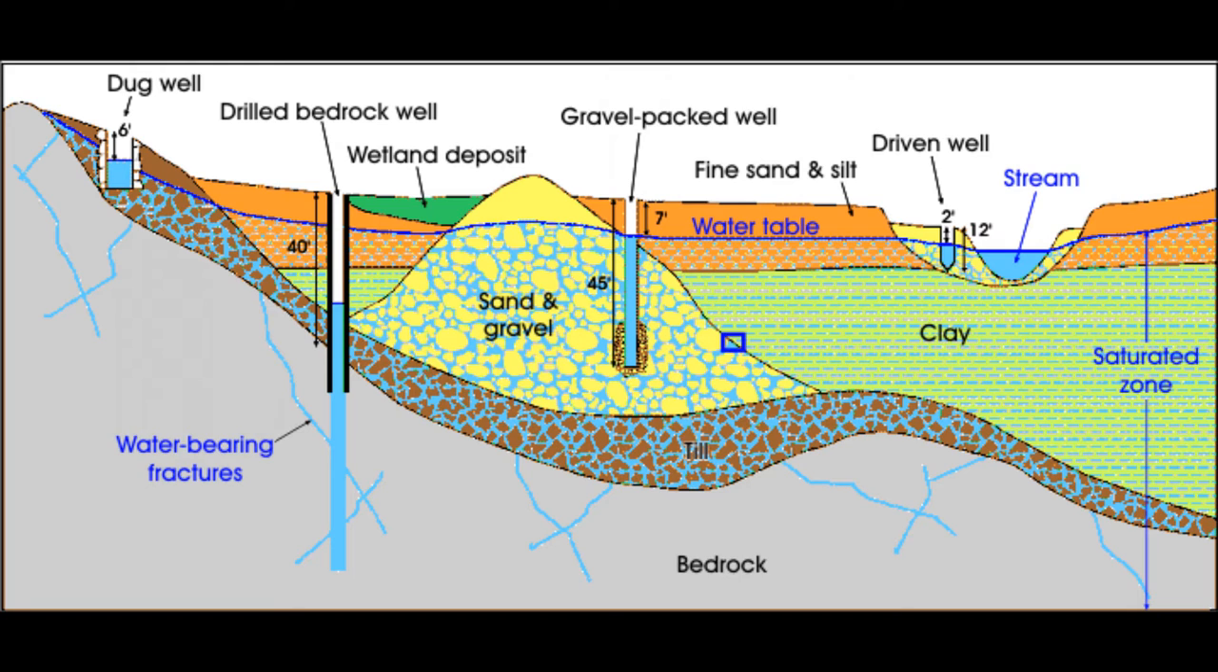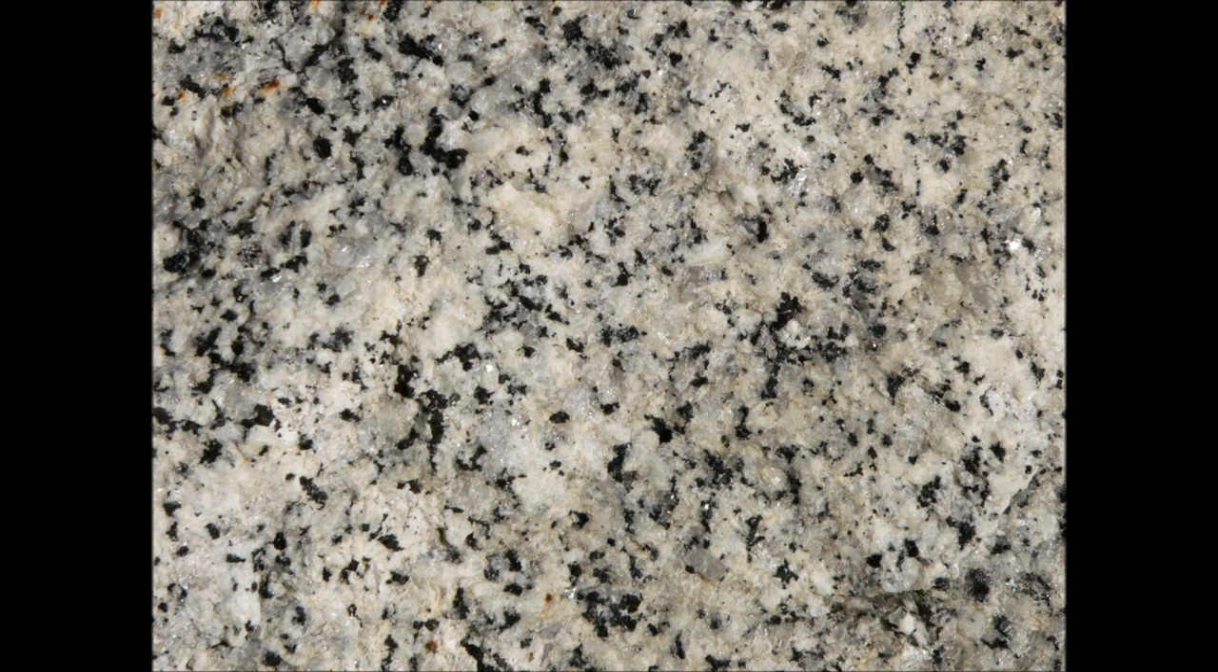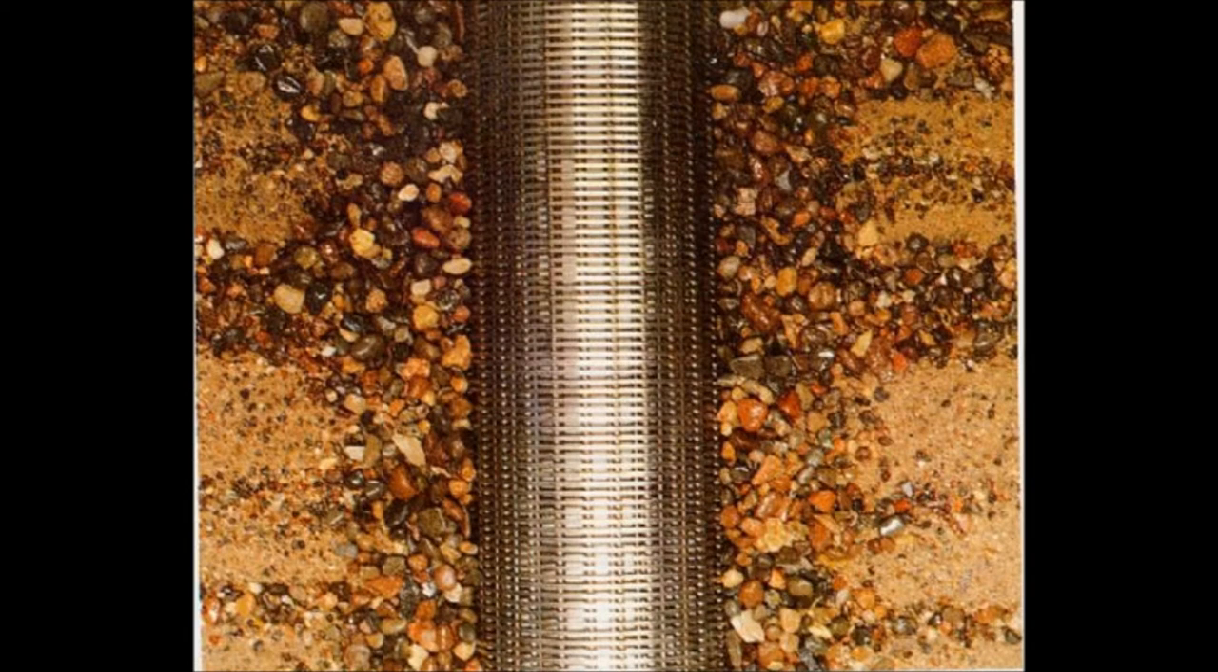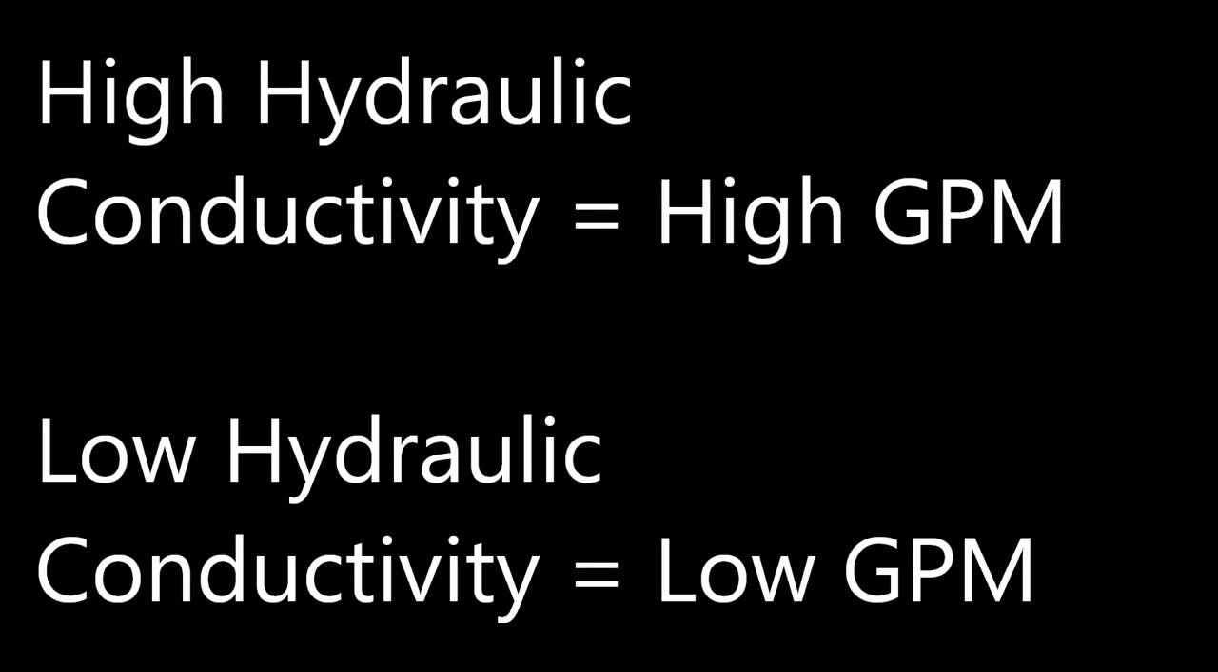An area with low hydraulic conductivity would be a material such as a clay and silt mixture or unfractured bedrock such as granite. A zone that would have high hydraulic conductivity would be a mixture of well-sorted sand and gravel or highly fractured basalt. If you want to find the location to drill with the highest potential yield, you need to find where the aquifer is the thickest and has the highest hydraulic conductivity.